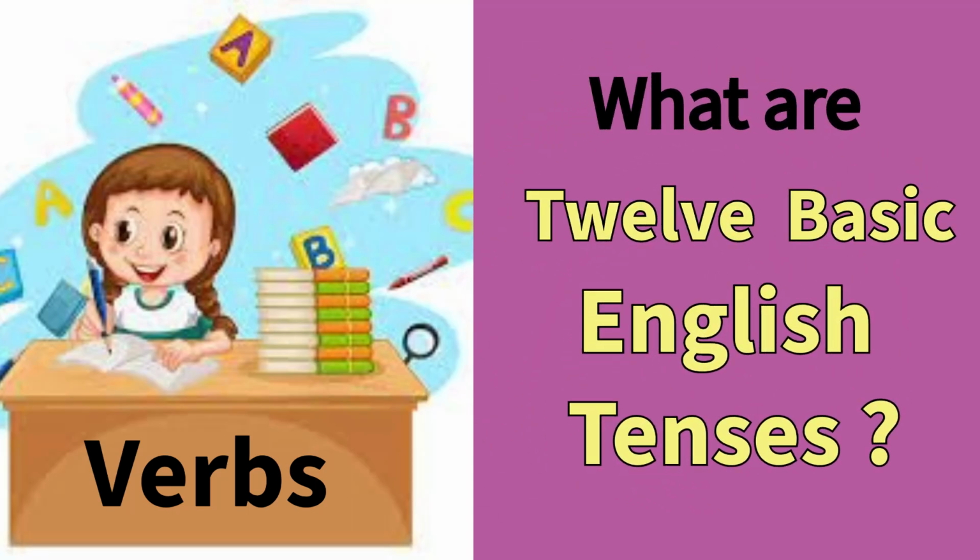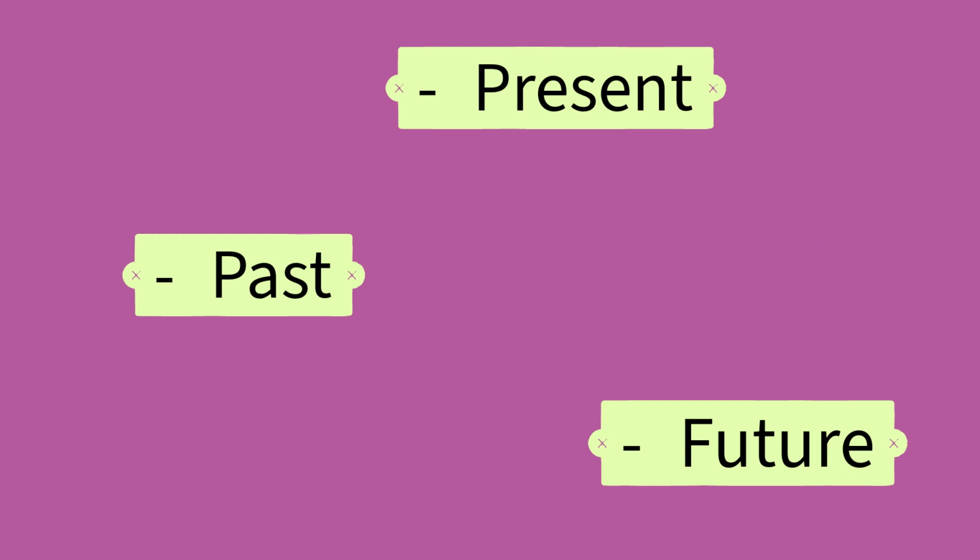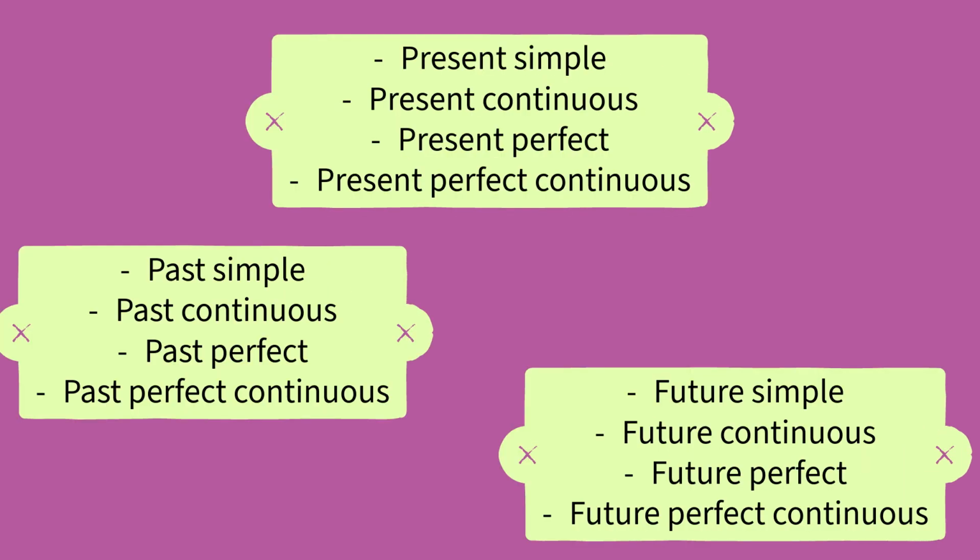This video is all about 12 basic English tenses. There are 3 main verb tenses in English: present, past, and future. In addition, each basic form is further broken down into simple, continuous, perfect, and perfect continuous tenses. This gives us our total of 12 tenses.